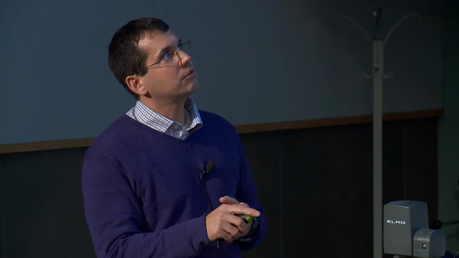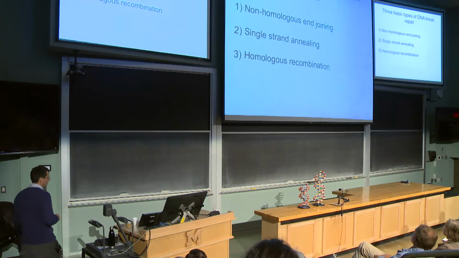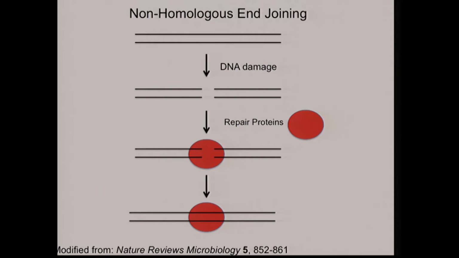One is called non-homologous end joining. The other is called single-strand annealing. And then the third is called homologous recombination. And so I just want to go through those types of repair so you have a sense for the different ways in which your cells and many cells can repair broken DNA. All right.